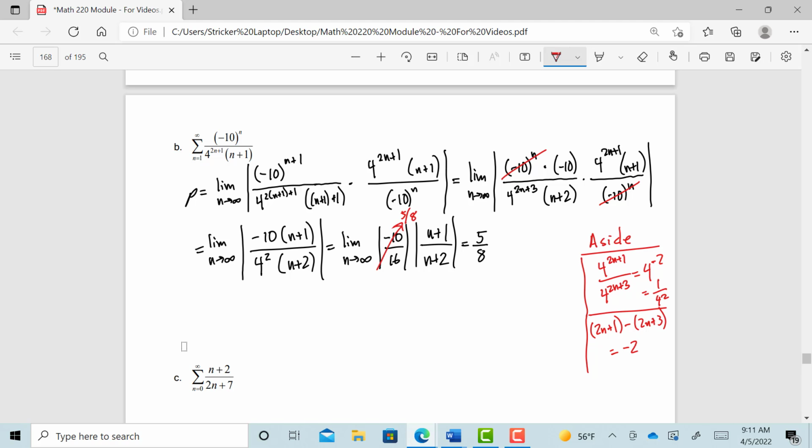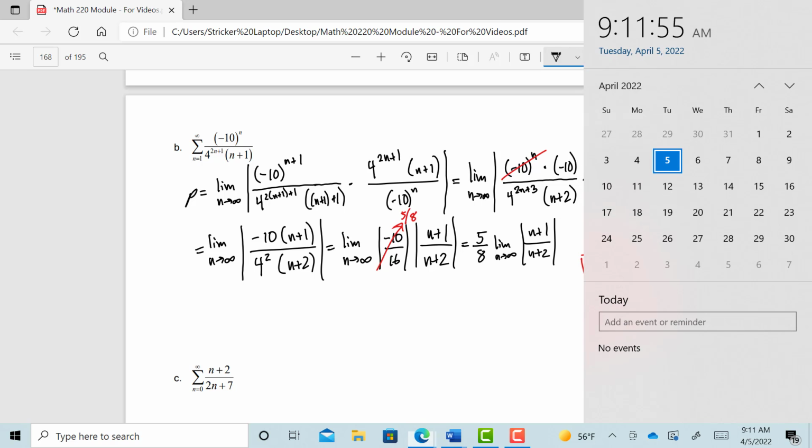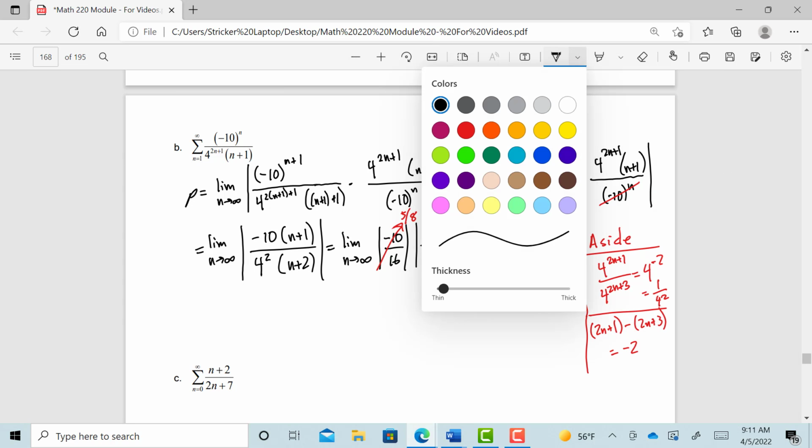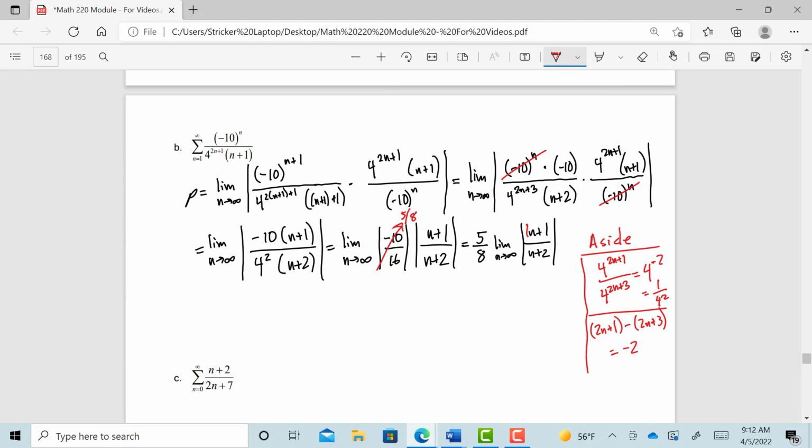The absolute value of it turns it positive, times the limit as n approaches infinity of n plus 1 over n plus 2. And remember, we talked about previously in this chapter that when you have a limit like this, you just look at the coefficients in front of your highest powers of n. So this is 1n and 1n. So the limit of that is just going to be 1 over 1. It's just going to be 1. You could also use L'Hopital's rule as well, but we don't have to. This is 5/8 times 1, or 5/8.